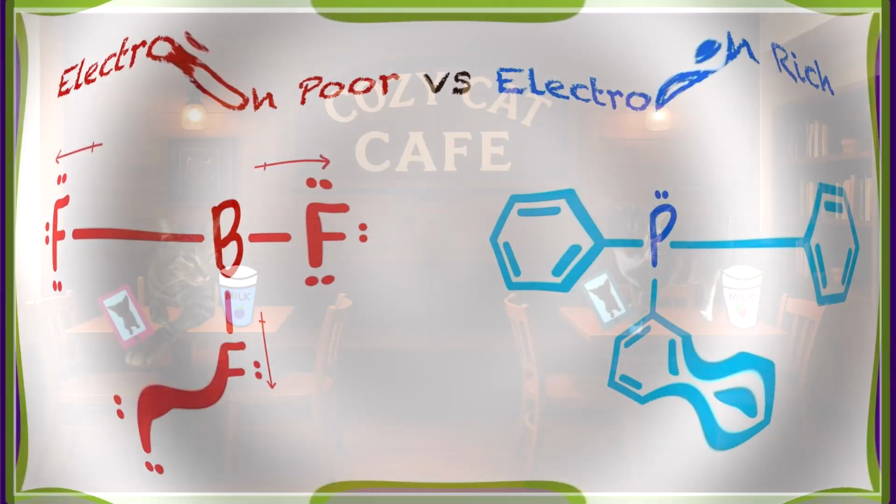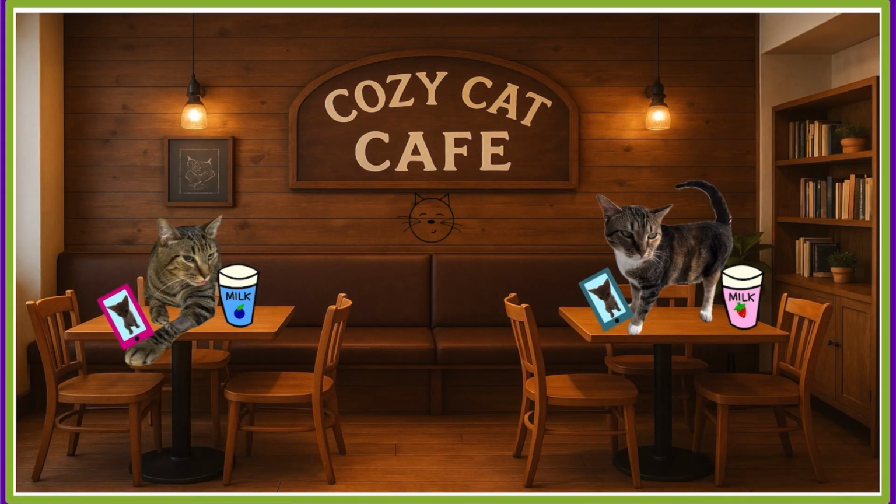Imagine this. It's a late afternoon at the Cozy Cat Cafe. Two cats are chilling and scrolling on their phones while sipping on some milk. One cat's phone is fully charged. This cat is the Lewis base, and it's electron-rich. The other cat's phone just fully died. This cat is the Lewis acid, and it's electron-poor. As you guessed, the phone battery represents electrons.